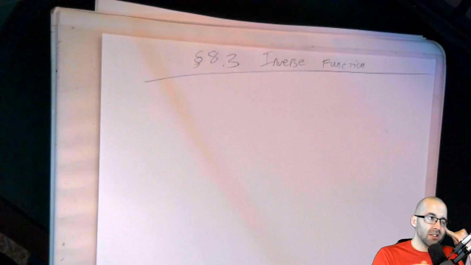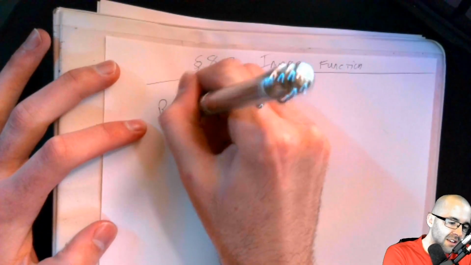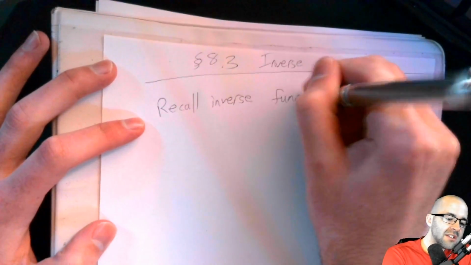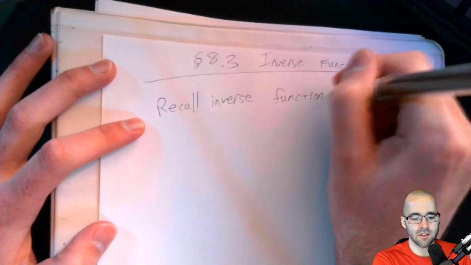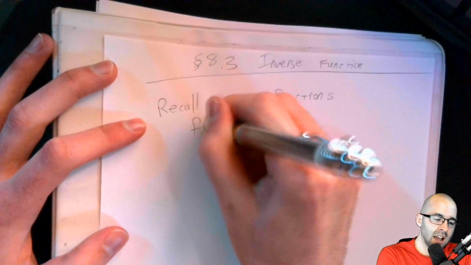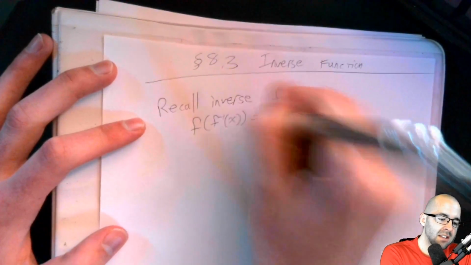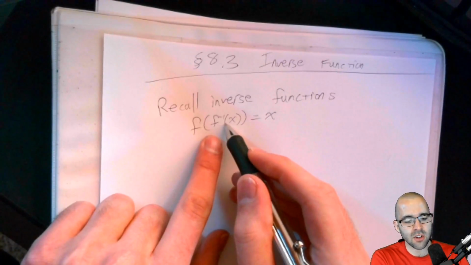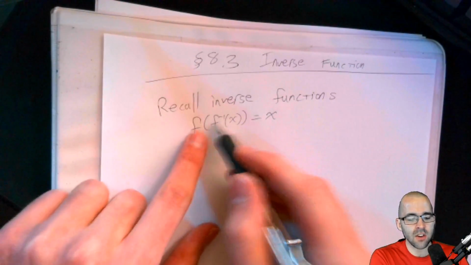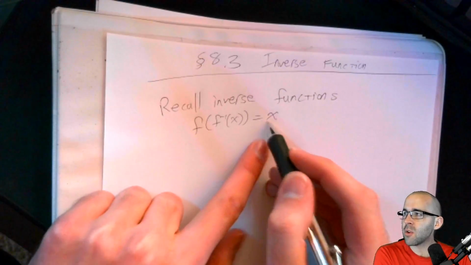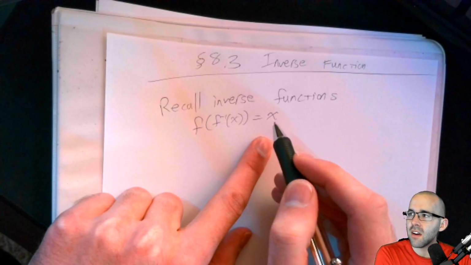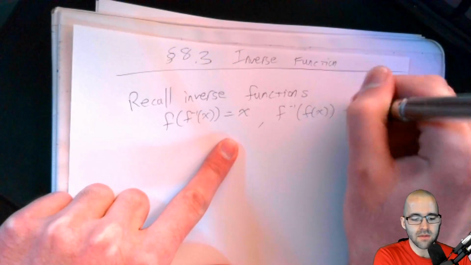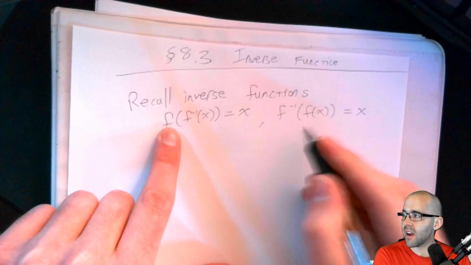So let's remind ourselves what inverse functions are. Inverse functions essentially undo other functions. The definition, if you want, is f of f inverse of x equals just x. So if you compose and take an inverse function and put that into a normal function, the functions undo each other, and we're just left with that input. And similarly, we could also phrase it like this. They undo each other in this direction as well.